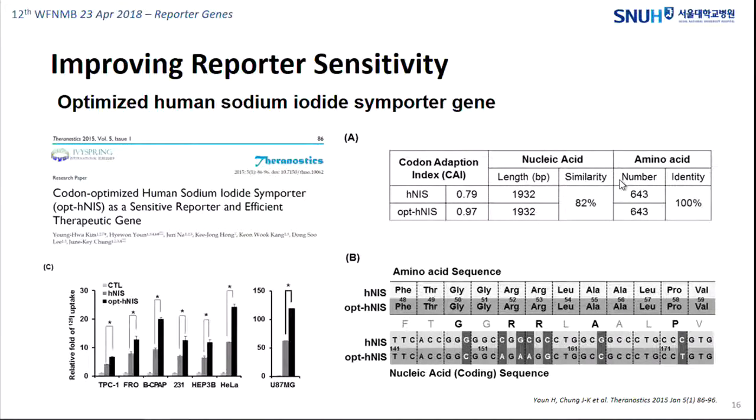And then we generated the synthetic genes. For the codon optimization index, the maximum is 1, and we generated 0.97 in this case. After optimization, the iodine uptake increased 2 to 3-fold, depending on the cell line.